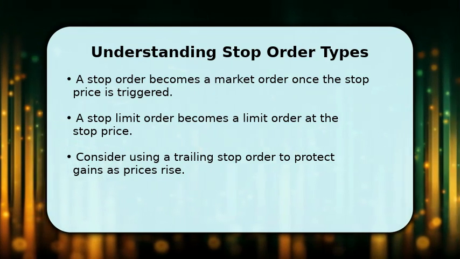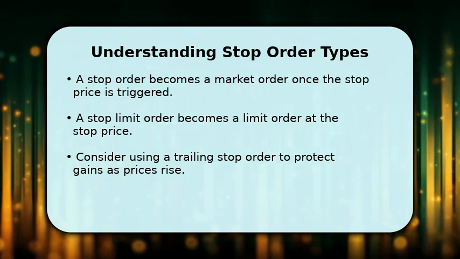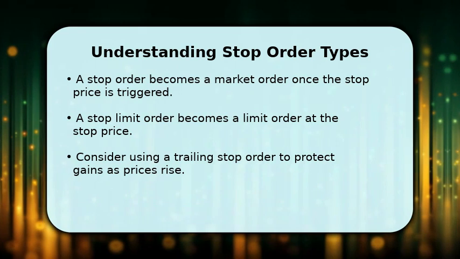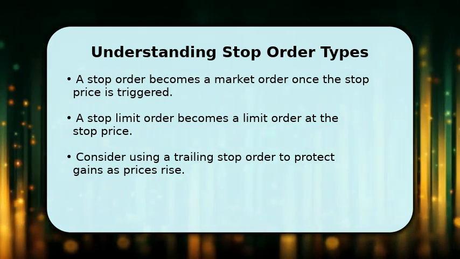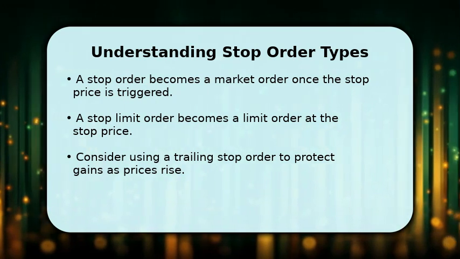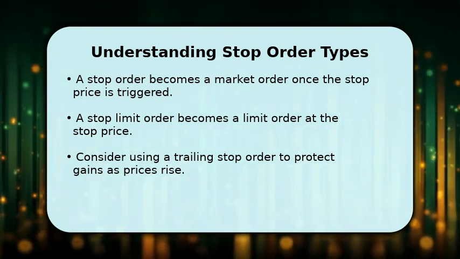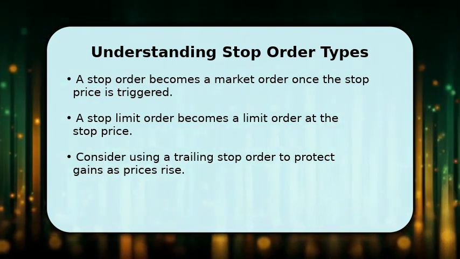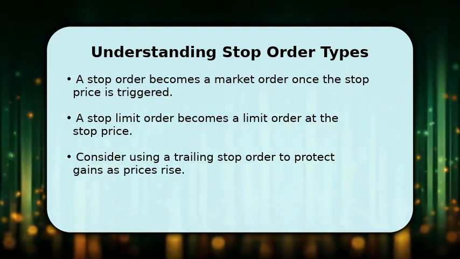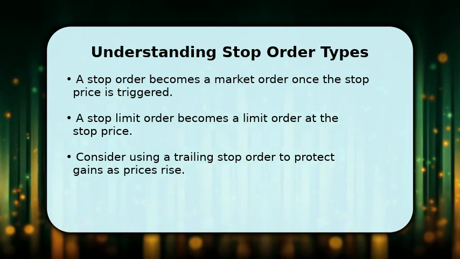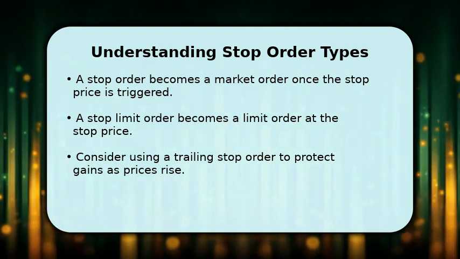Etrade provides different stop order types to suit your strategy. A standard stop order converts to a market order once your specified stop price is hit, executing at the next available price. For more control, a stop limit order becomes a limit order, ensuring it only executes at or better than your limit price. Trailing stop orders are dynamic, adjusting with the stock price to lock in profits.